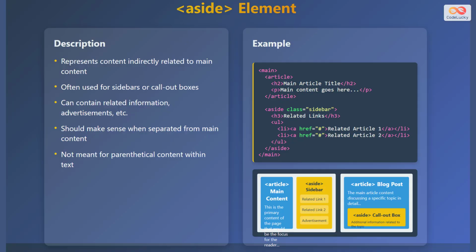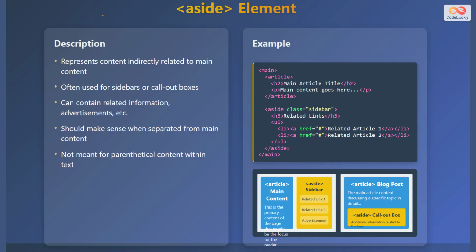Let's take a look at the aside element. The aside element represents content indirectly related to the main content. It's often used for sidebars or call-out boxes. It can contain related information, advertisements, and so on. It should make sense when separated from the main content and is not meant for parenthetical content within text.